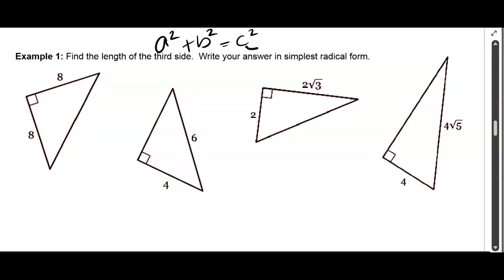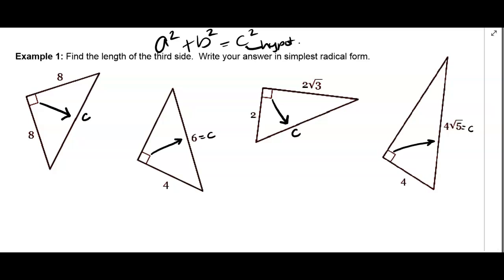So c is my hypotenuse, which is going to be my longest side, or it's going to be across or opposite from the right angle. So this is my c. And now a and b can be interchanged. So I can say this is a, this is b, or this is a and this is b. Doesn't really matter. The only thing that does matter is our hypotenuse.